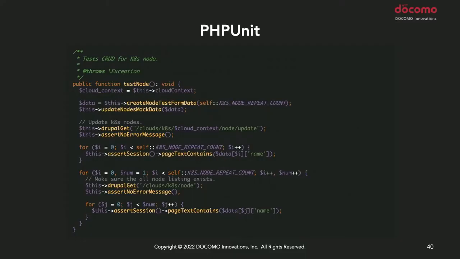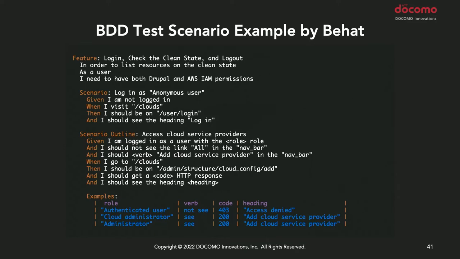So first of all, let me show the PHPUnit code like this. Do you understand what's going on in this code? On the other hand, this is BDD test scenario code. The same question as in the previous slide: do you figure out what this BDD test scenario code will do? We can read and understand the test scenario because it is written in English, not programming code. Actually, this is programming code, but it is natural English language.